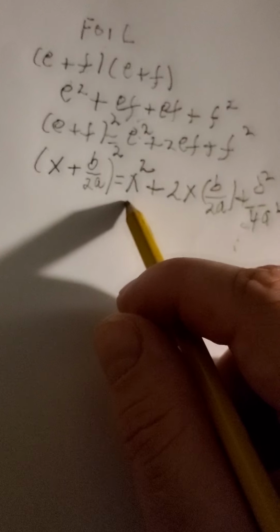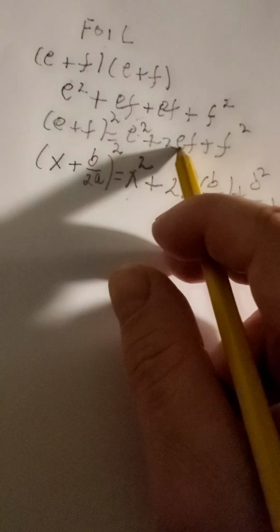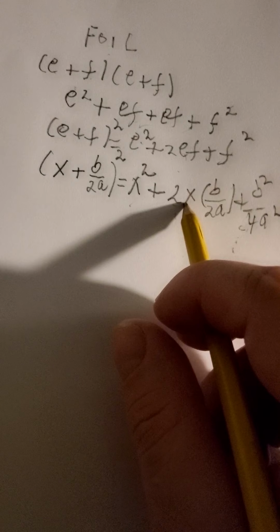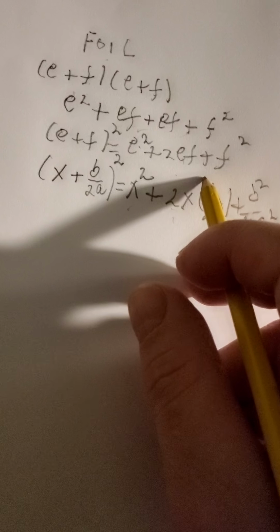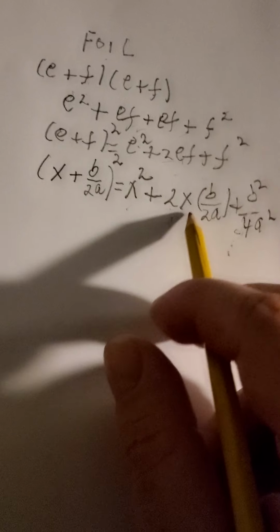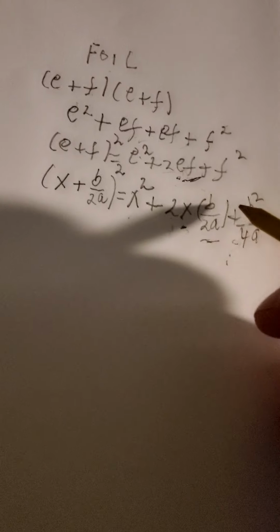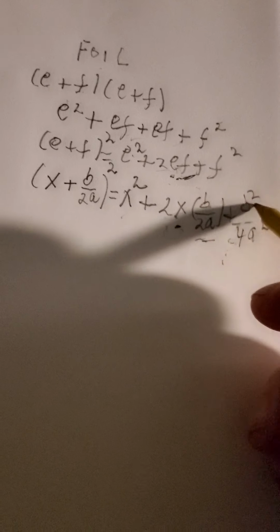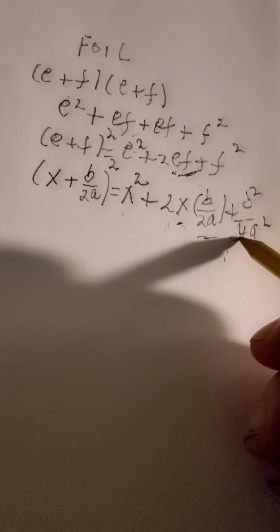e squared is the same thing as x squared. 2e is 2x, and f here is going to be b over 2a. e is going to be x, okay? And then the f squared, b over 2a squared, is going to be b squared over 4a squared. You can't get more clear than that.